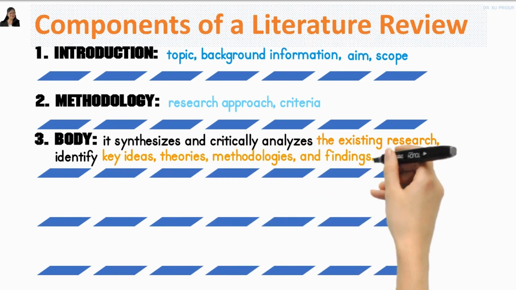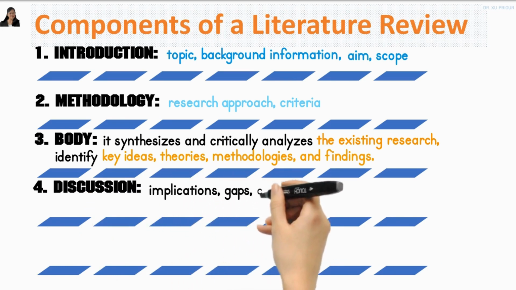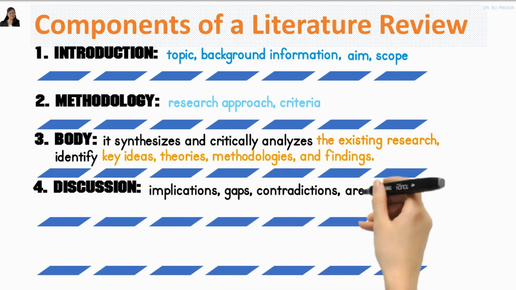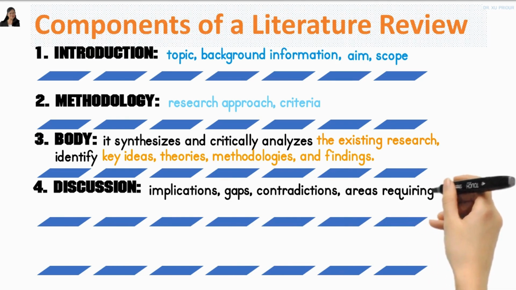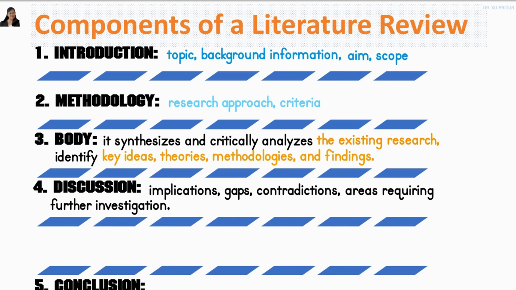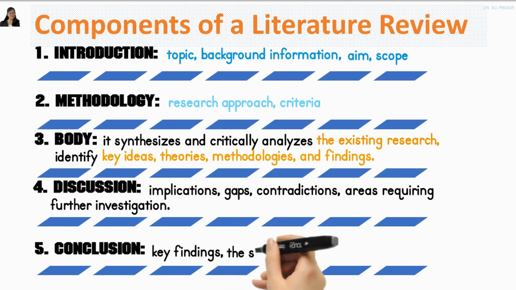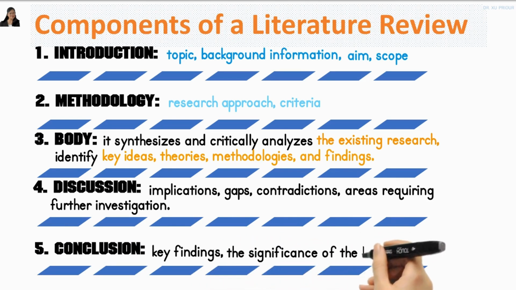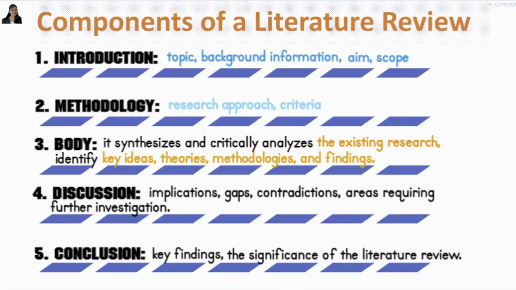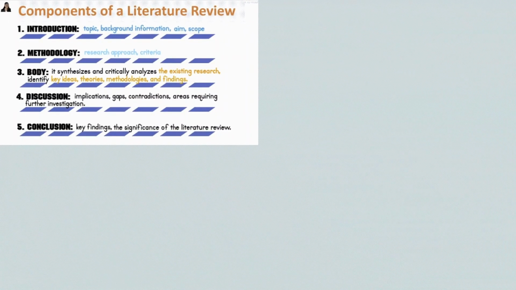4. A discussion. This section discusses the implications and connections between studies, highlighting gaps, contradictions, or areas requiring further investigation. 5. Conclusion. This final section of the literature review summarizes the essential findings and emphasizes the significance of the literature review within the broader research context. Now, we have the fundamental components of the literature review covered, and we can dive into the exciting part of the literature review, how to write it.